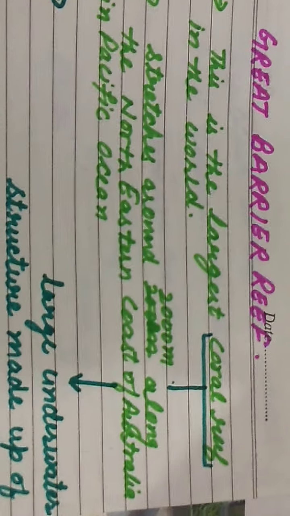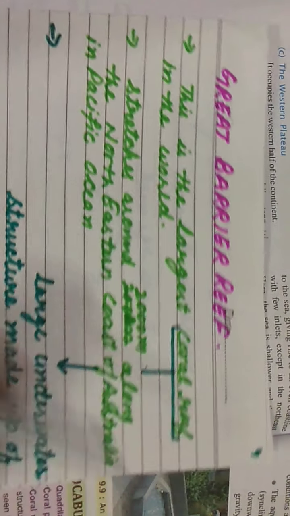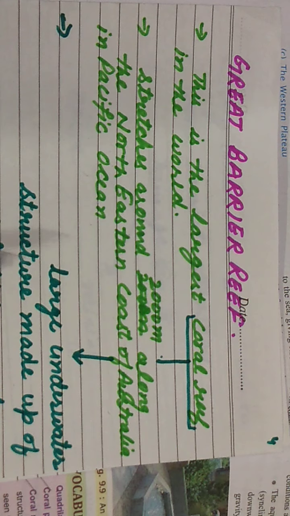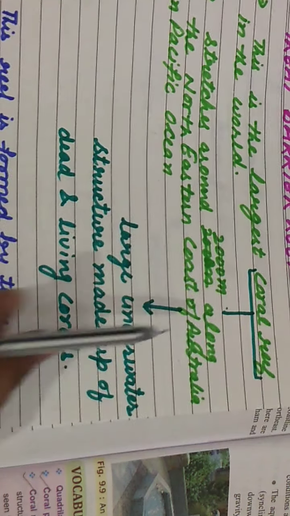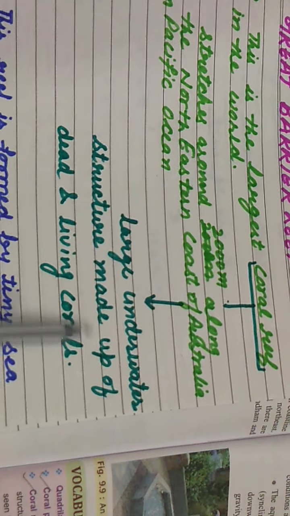Here, this is the largest coral reef in the world, stretching along the northern coast of Australia in the Pacific Ocean. Now what is a coral reef? A coral reef, as I have told you, is a large underwater structure made up of dead and living corals.